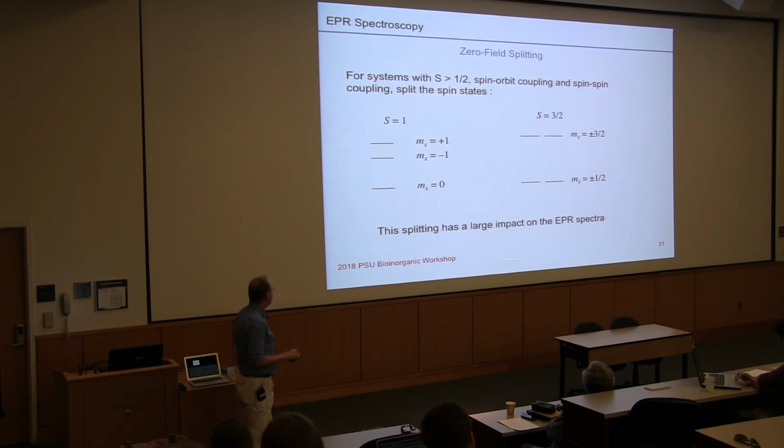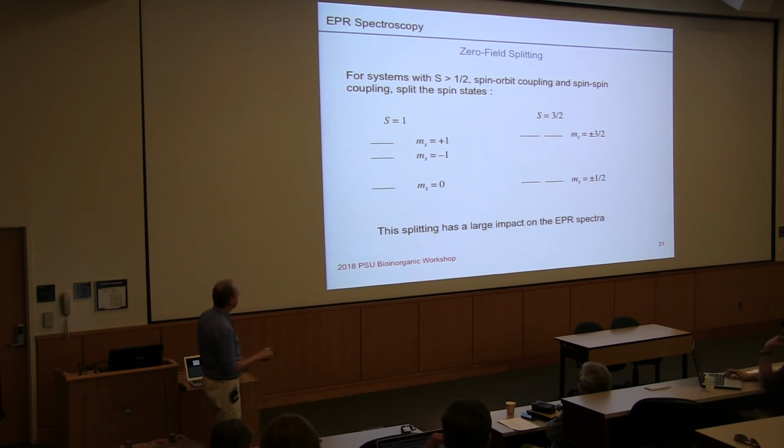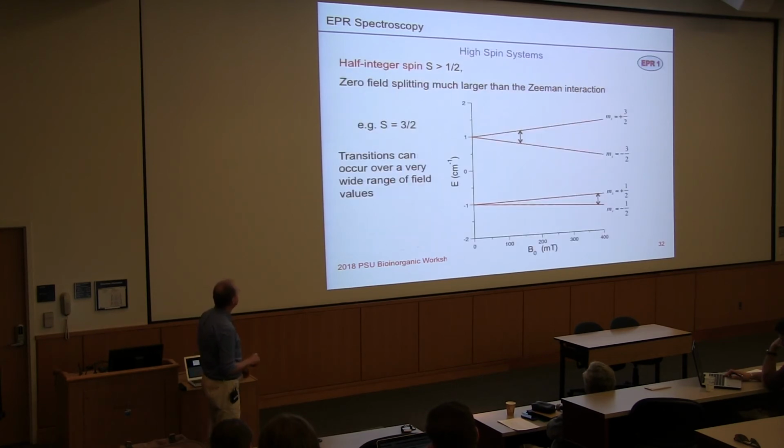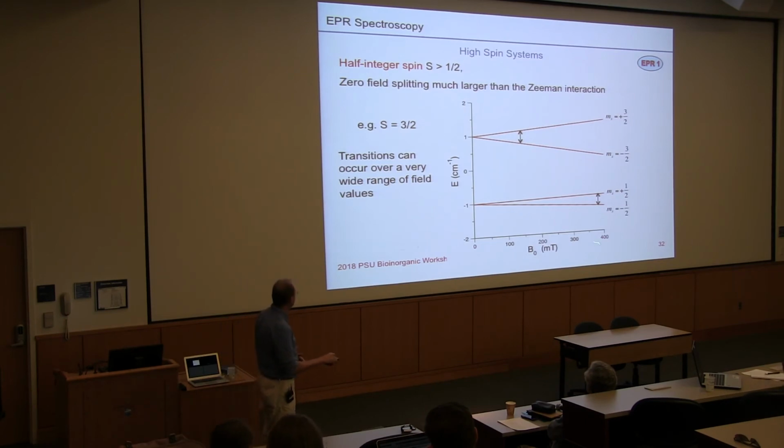So this splitting of the m sub s levels, as you can see, would have a very, very big impact on the EPR spectrum, right? And so it's important for us to talk a little bit about what that effect is. If I have a half-integer spin, then I will have two levels which are plus minus 1/2. And if I put the system into a magnetic field, then I essentially get the same diagram which I showed you at the beginning for a single unpaired electron, right?